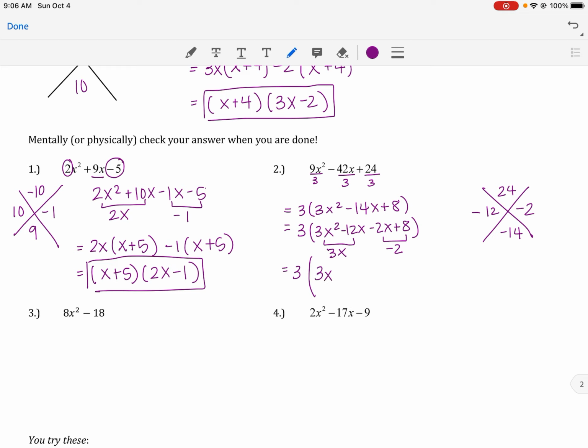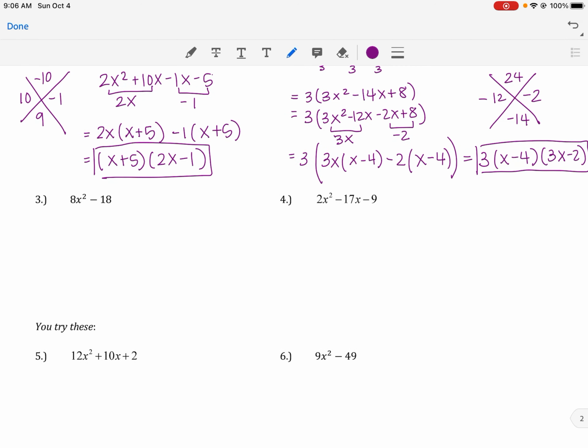We've got 3x. When I divide 3x squared by 3x, I get x. Negative 12 divided by 3 is negative 4. x divided by x is just 1. We're going to write our GCF of negative 2. Negative 2 divided by negative 2 is 1, so we're just left with x. 8 divided by negative 2 is negative 4. So here we will have the 3 out front still, but our two sets of parentheses are x minus 4 and 3x minus 2.